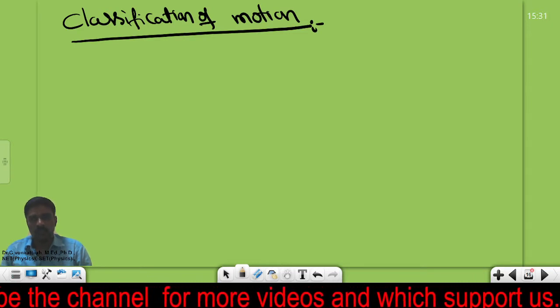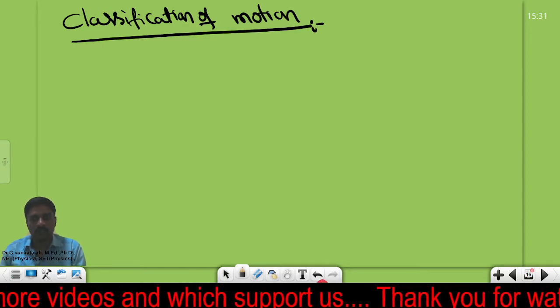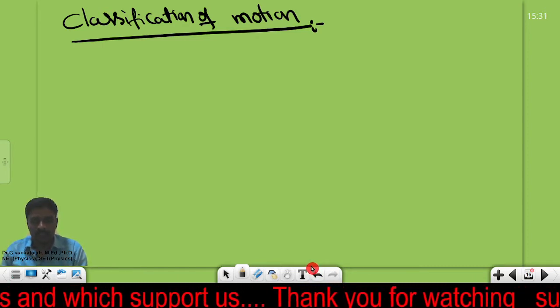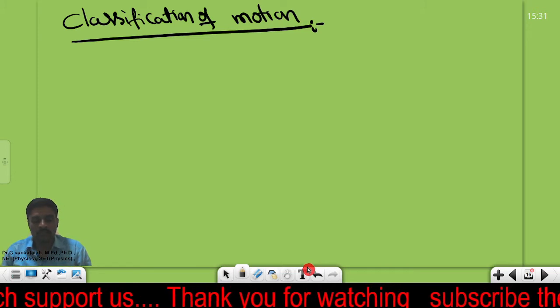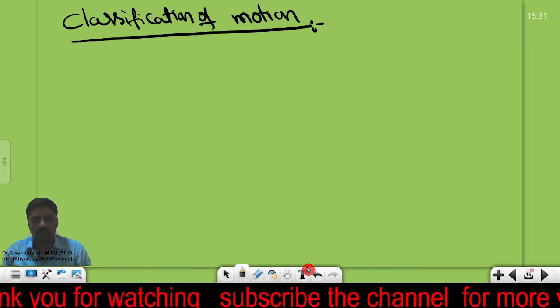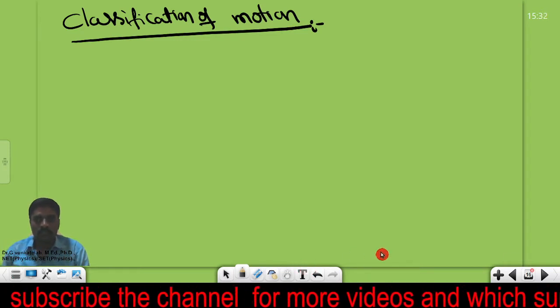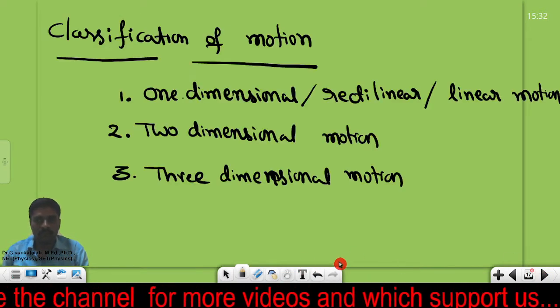In this one today, our goal is to learn about one small concept, that is the classification of motion. That means we are categorizing the total motion, how many types of motions there are, that is our goal. So there are three types of motions, and those three types are given here.